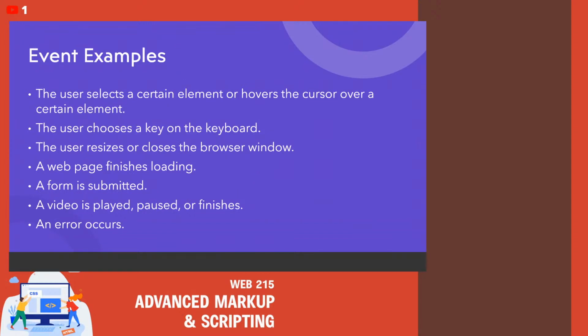And so these are some event examples, some things that could be considered events. One is that the user selects a certain element or hovers the cursor over a certain element. Right? We've talked about the hover event a lot, utilizing other languages and other markup. We used the hover pseudo class previously, for when we were hovering over something with CSS. Right, we could use the hover pseudo class to be able to make changes to certain elements.